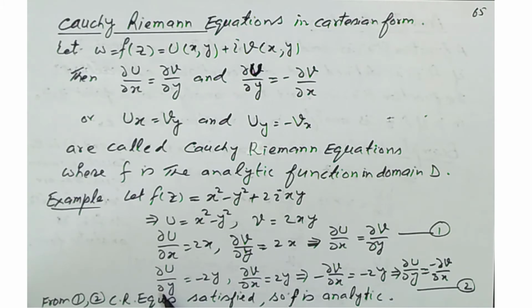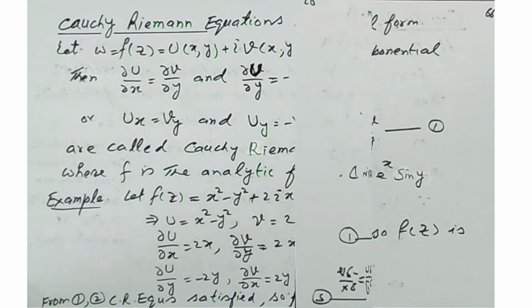Again partial u over partial y is equal to minus 2y and partial v over partial x equal to 2y. By multiplying both sides by negative 1, this becomes minus partial v over partial x equal to minus 2y. This is minus 2y and this is minus 2y. So this and this are equal. So partial u over partial y equal to minus partial v over partial x, equation number 2. So equations 1 and 2, the Cauchy-Riemann equations, are satisfied. So f is an analytic function.